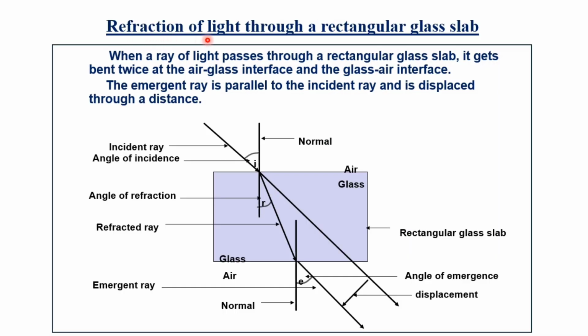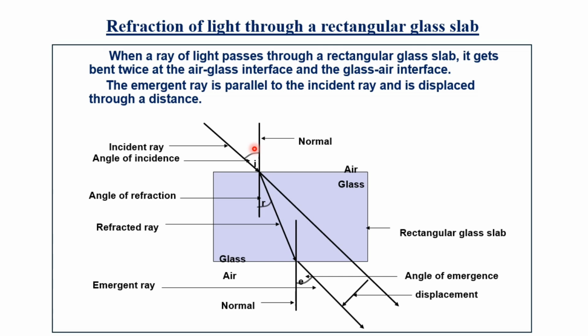Refraction of light through a rectangular glass slab. In this concept, first let's consider a rectangular glass slab. When a ray of light passes through this rectangular glass slab, the refraction occurs twice. First, when the light ray enters the glass slab from the air, from air to glass, the first refraction takes place, and the second one when it exits from the glass slab to the air. So here the refraction occurs twice.